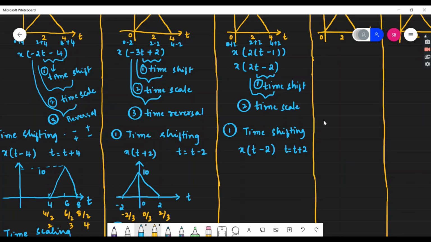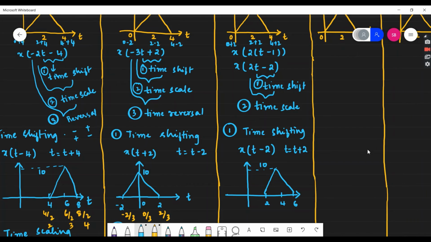So instead of 0, it will start from 2, then at 2 it is having 4, then at 4 it is having 4 plus 2, which is 6. So the shape will remain the same again. This is having an amplitude of 10. So this is the plot for x of t minus 2.